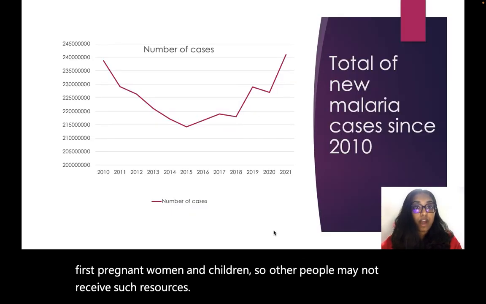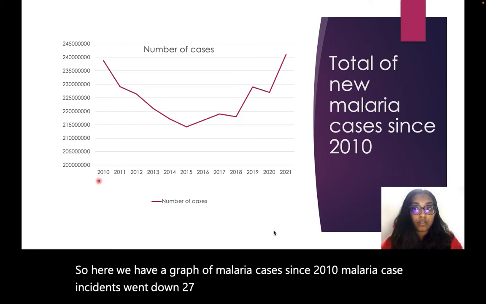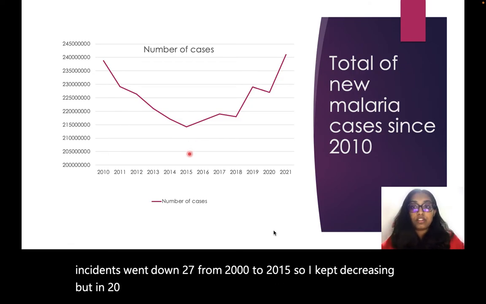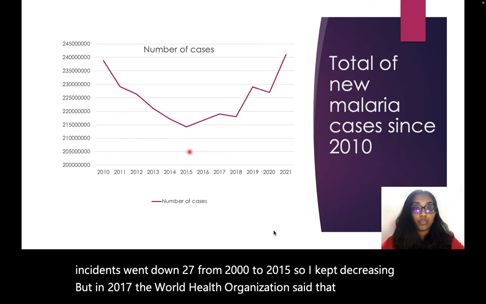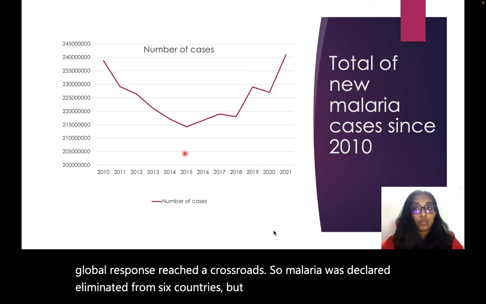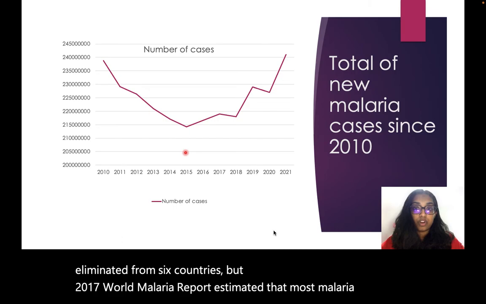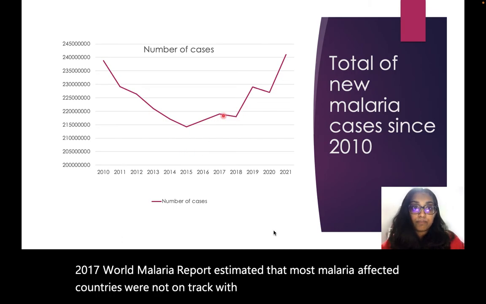So here we have a graph of malaria cases since 2010. Malaria case incidence went down 27% from 2000 to 2015, so it kept decreasing. But in 2017, the World Health Organization said that the global response reached a crossroads. So malaria was declared eliminated from 6 countries, but the 2017 World Malaria Report estimated that most malaria-affected countries were not on track with their reduction targets.